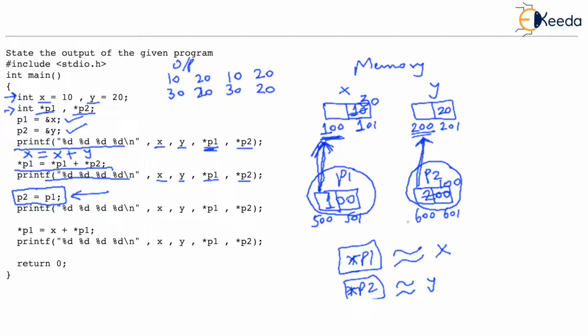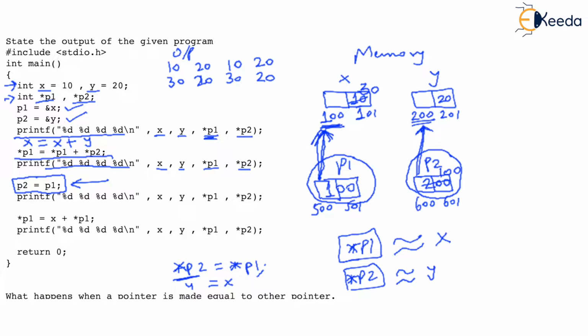Please try to understand, if the statement written was asterisk p2 is equal to asterisk p1, then we are making y equal to x. I hope you are understanding. Because asterisk p2 means value to which p2 points, and asterisk p1 means value to which p1 points. But what if I have not written this asterisk symbol at both sides? Then I am working purely on pointer itself. And I am saying one pointer should become equal to other pointer. So p2 becomes equal to 100.